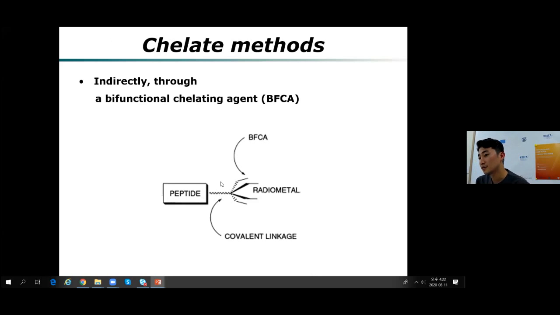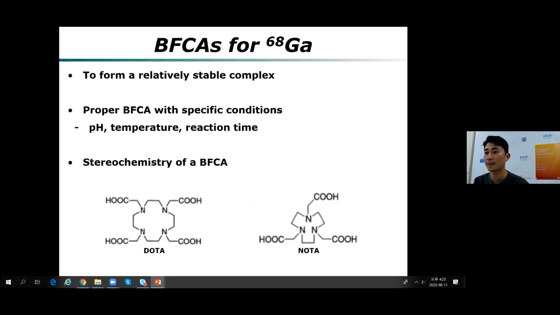Some peptides or other kinds of small molecules and other kinds of ligands can be conjugated to this kind of chelator, and then it is easy to label with radiometals, for example gallium, copper, lutetium, and indium. One factor about the BFCA is that it makes a stable complex. In the labeling conditions, we must be concerned about the pH, temperature, and reaction time, and we must consider the stereochemistry of the radiolabeled compound.